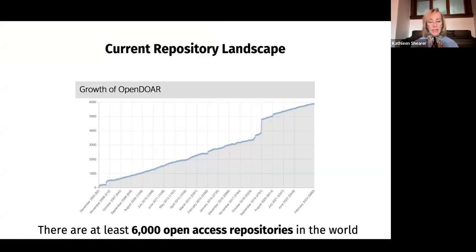So for your information, we don't know exactly how many repositories there are. We think there's about 6,000 open access repositories around the world.